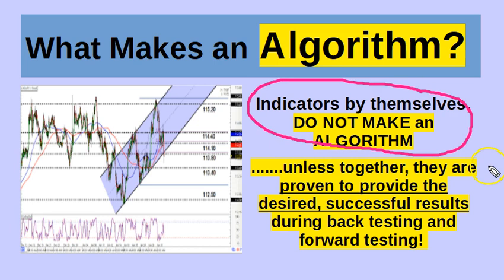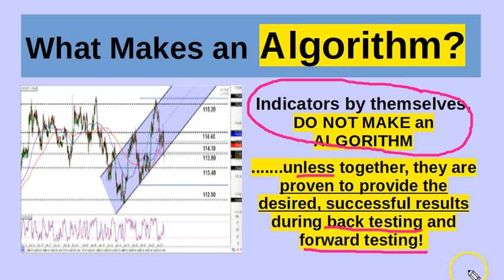So just because you have a bunch of indicators in your charts and you're trading with them does not mean that makes an algorithm. Unless, okay, this is important, unless together they are proven to provide the desired successful results during, and I'm going to underline that, back testing and forward testing. Okay, so this is important. An algorithm only works if it has been proven and given you the desired results during back testing.